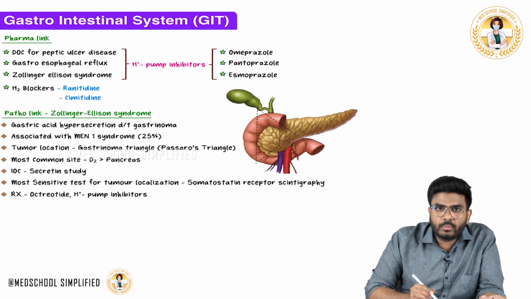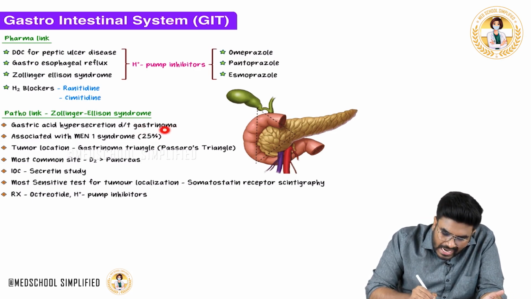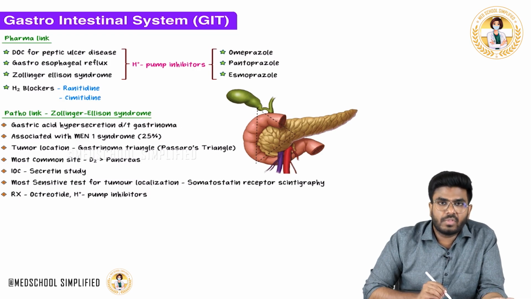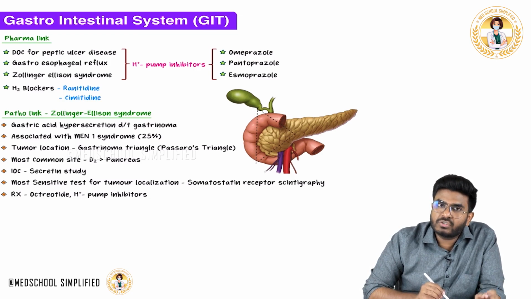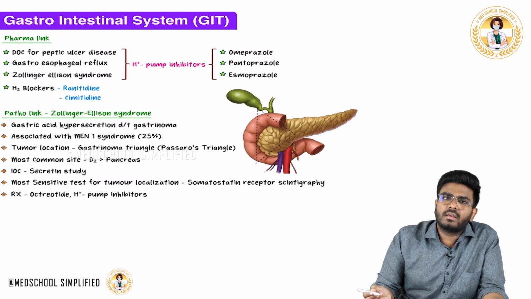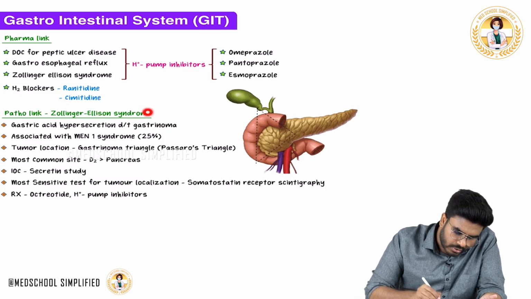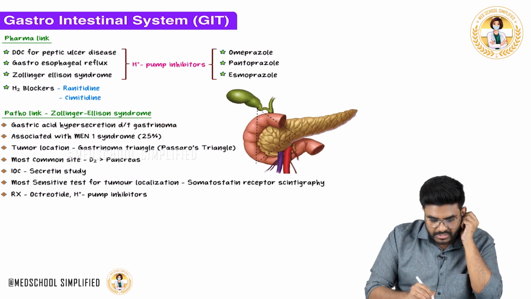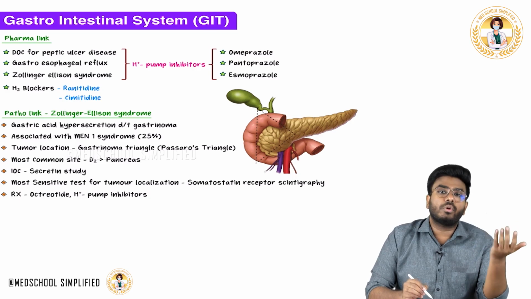Now, what are the G cells going to produce? Gastrin. So, whenever there is a gastrinoma, there is excessive production of gastrin. Gastrin acts on the parietal cells and overstimulates them for the release of acid. So more acid is there, and ulcers will be there. In Zollinger-Ellison syndrome, the main problem is gastric acid hypersecretion due to gastrinoma.